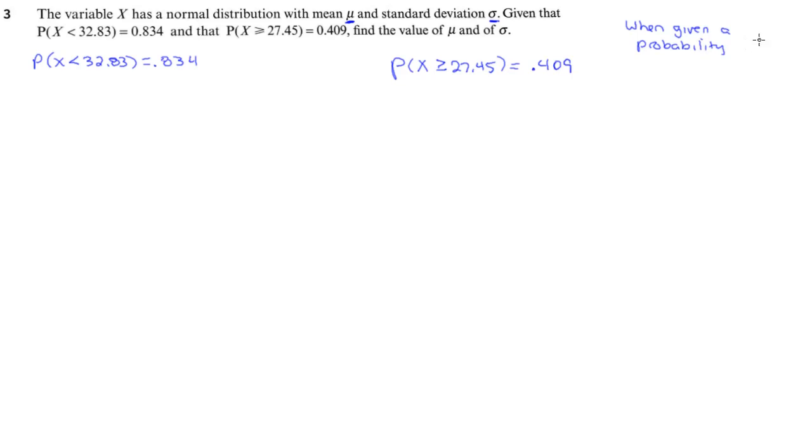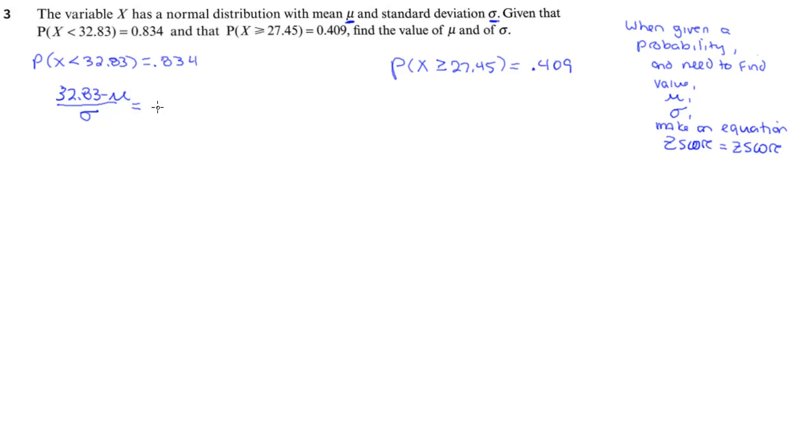We're going to use both these pieces of information to write two equations. Whenever they give you a probability, typically you have to find either the value or the mean or the standard deviation, and you're going to make an equation where the z-score equals the z-score. In this case, we actually have to find both the mean and the standard deviation, so we're going to make two.